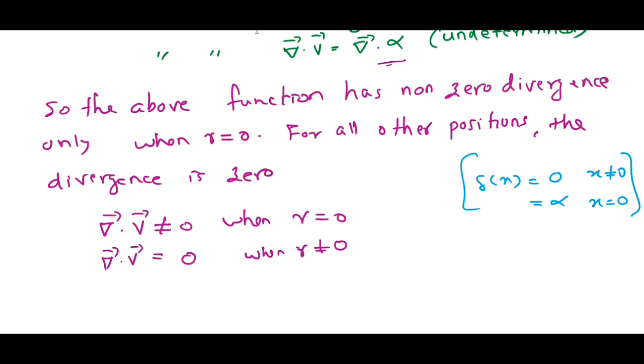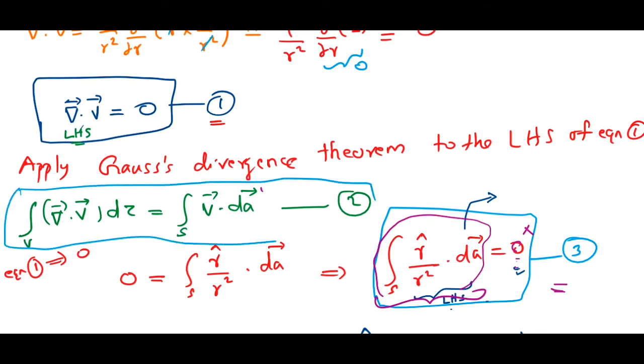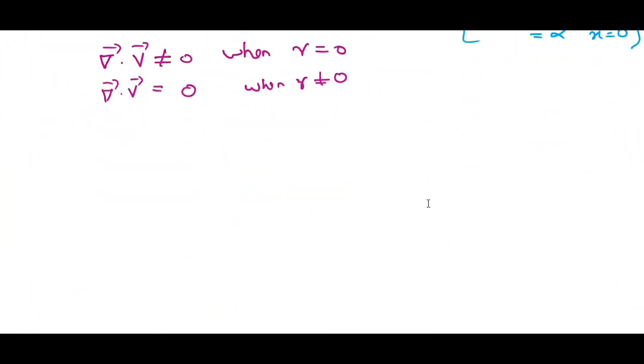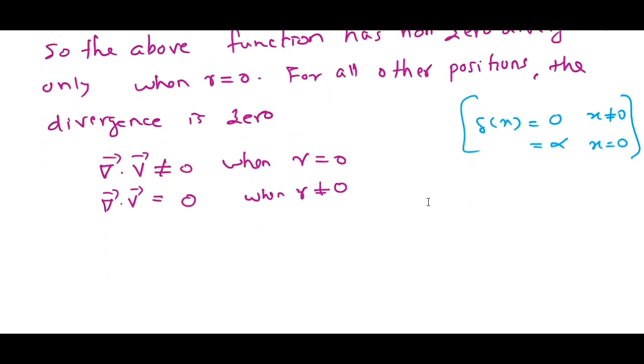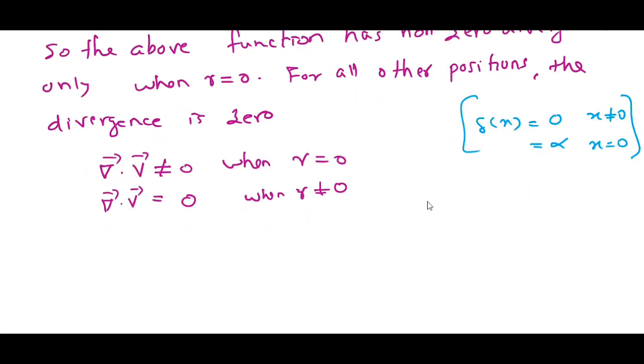If you go back to the previous equations, now we have to rewrite this equation 2 using the Dirac delta function. Just now we have seen where this vector function has the maximum or minimum value. Then we can write the volume integral of del dot v. Instead of v, we can substitute r cap by r square, d tau.